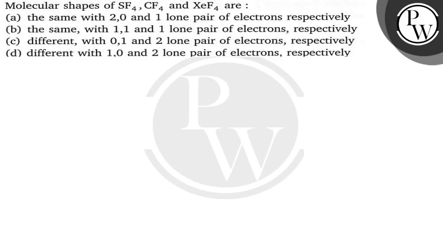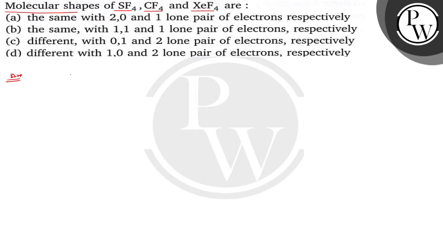The question says: molecular shape of sulfur tetrafluoride, carbon tetrafluoride and xenon tetrafluoride are the same with 2, 0, 1 lone pair of electrons, the same with 1, 1, 1 lone pair of electrons, different with 0, 1, 2 lone pairs of electrons and different with 1, 0, 2 lone pair of electrons respectively. ठीक है. So बच्चों यहाँ पे we have to find out the molecular shape and number of lone pair of electrons around the central atom.